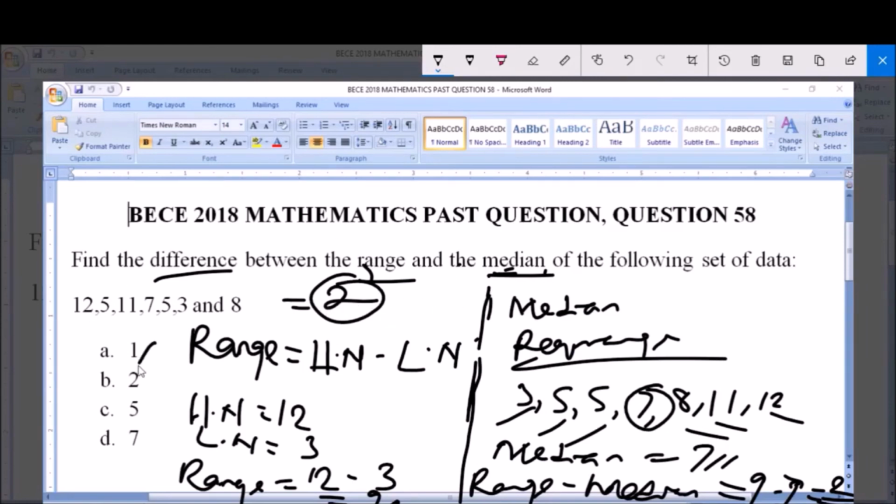Option A here says 1, B here says 2, which is correct, C says 5, wrong, and D says 7, wrong. So the correct answer to this question is option B, 2.